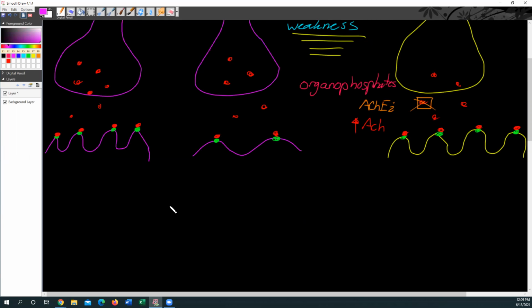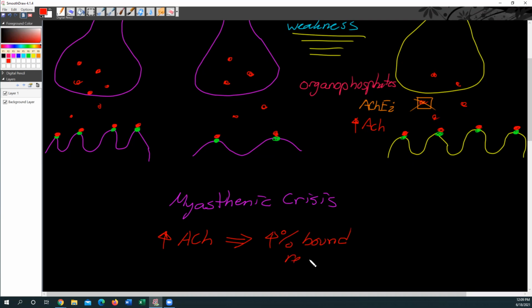For a myasthenic crisis, if we're talking about a lack of receptors, then by increasing acetylcholine, we're going to increase the number of molecules that can bind to what little receptors we have. And so we're going to be increasing the percentage of bound cholinergic receptors. And how are we going to increase this acetylcholine? Well, we're going to administer the acetylcholinesterase inhibitor.